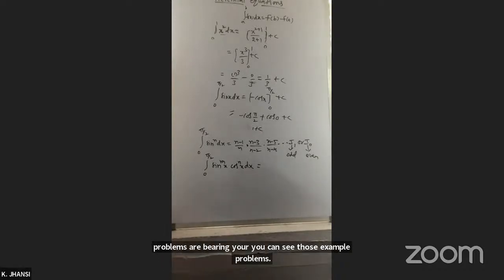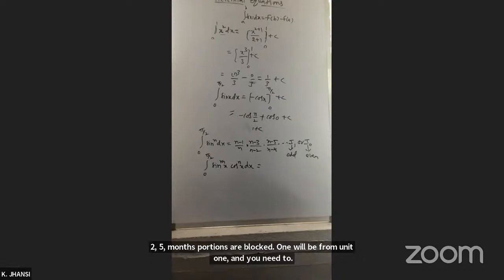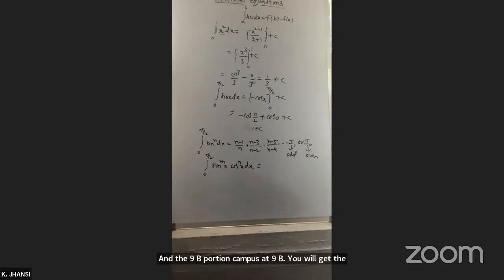Next, the third unit is the important one. From the third unit, you will not get the 5 marks question. The 2 5 marks questions from block 1 will be from unit 1 and unit 2. And the 9B question is compulsory. You will get the 9B question from the third unit only, in any series, either A series or B series or C. So one 10 marks question will be compulsory from the third unit of block 1.